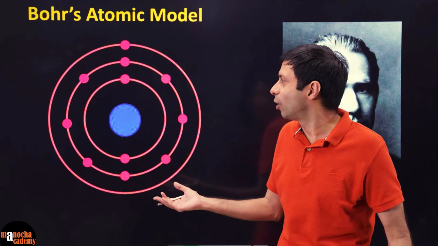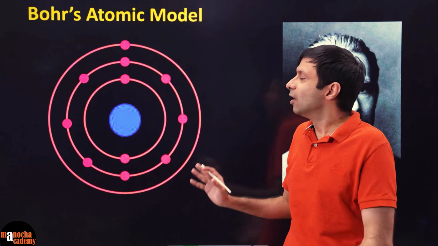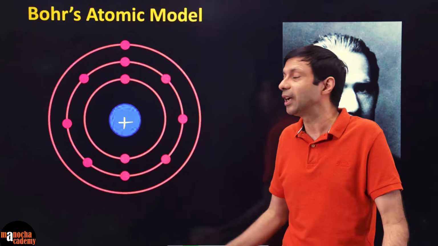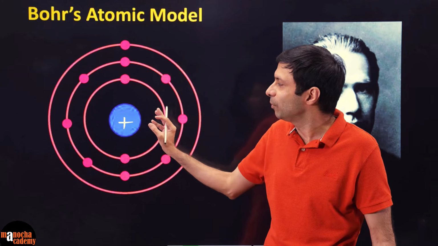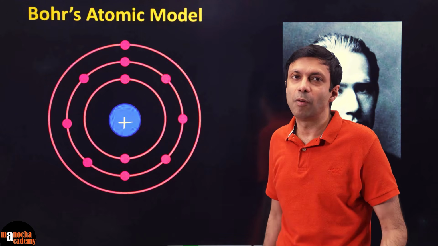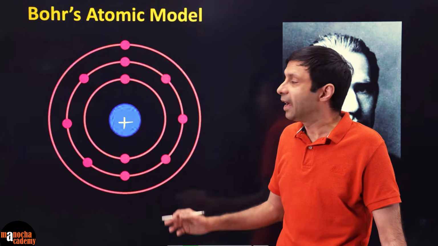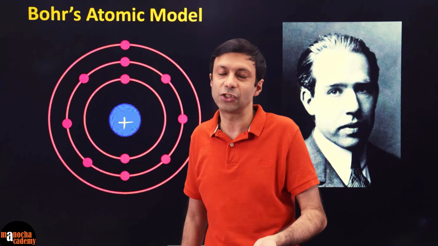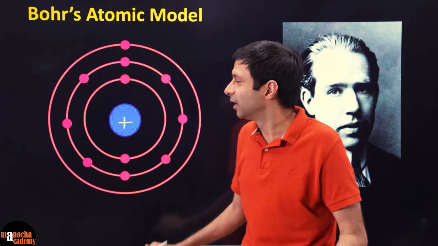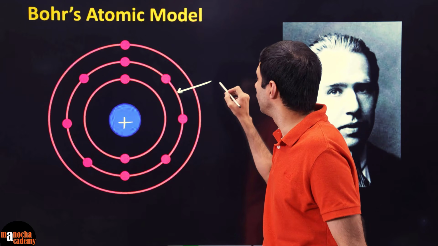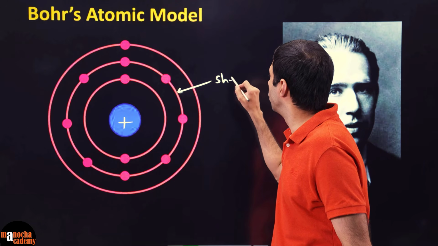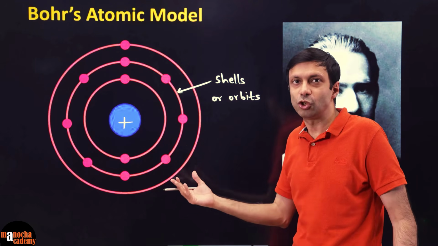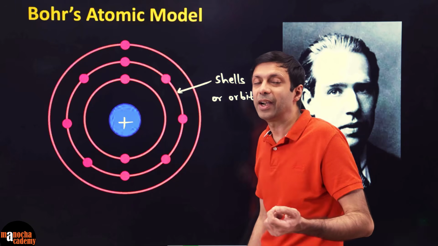Now, what is the Bohr atomic model? You can visualize it like this, right? Where once again, like Rutherford, there is a nucleus which contains the positive charge, and now we know that it contains protons and neutrons. But at that time, neutrons weren't discovered. So they said there is a positive charge in the nucleus. And then he said that electrons revolve around in certain fixed orbits, what are known as shells. So electrons are revolving around the nucleus in fixed orbits known as shells, or you can call them orbits. So this is the visualization you should have of Bohr's atomic model.